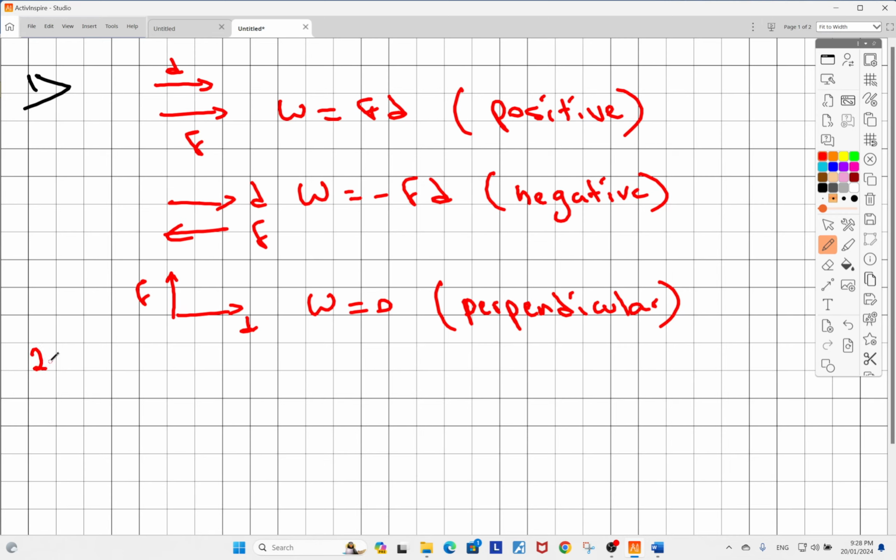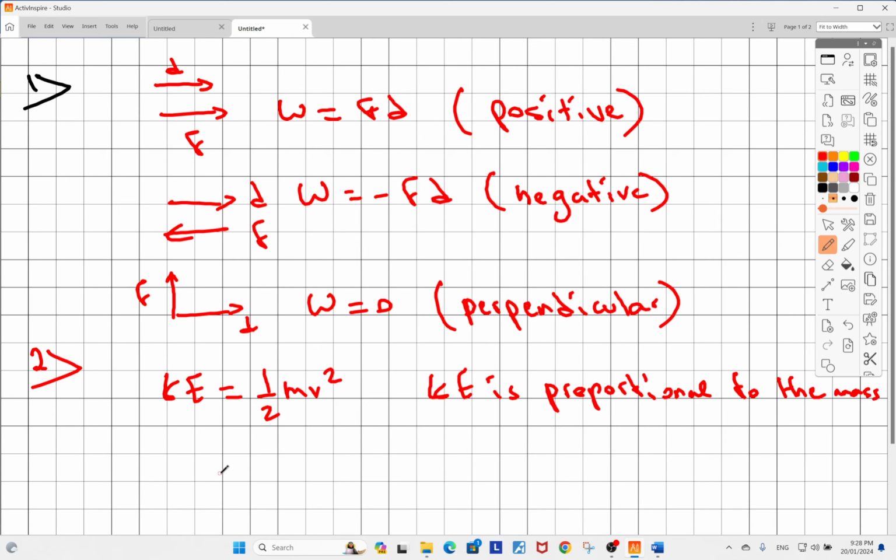Now, another thing that I want to mention, which is very important: the formula of the kinetic energy is half mv square. So we say that the kinetic energy is proportional to the mass, and the kinetic energy is proportional to the square of the speed.